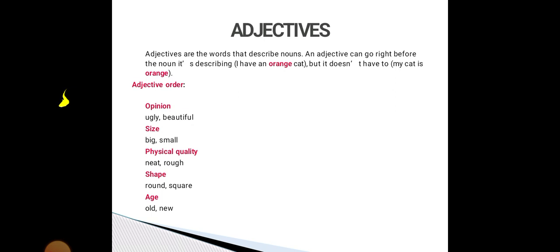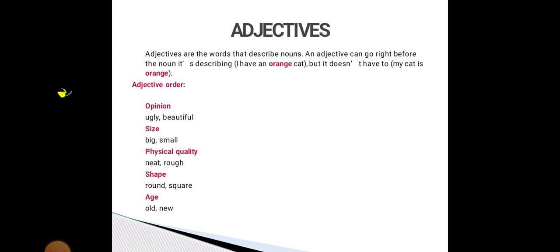Next, we can see about adjectives. What are adjectives? Adjectives are the words that describe a noun. An adjective can go right before the noun it's describing, for example, I have an orange cat. But it does not have to. My cat is orange. That is also a correct sentence.